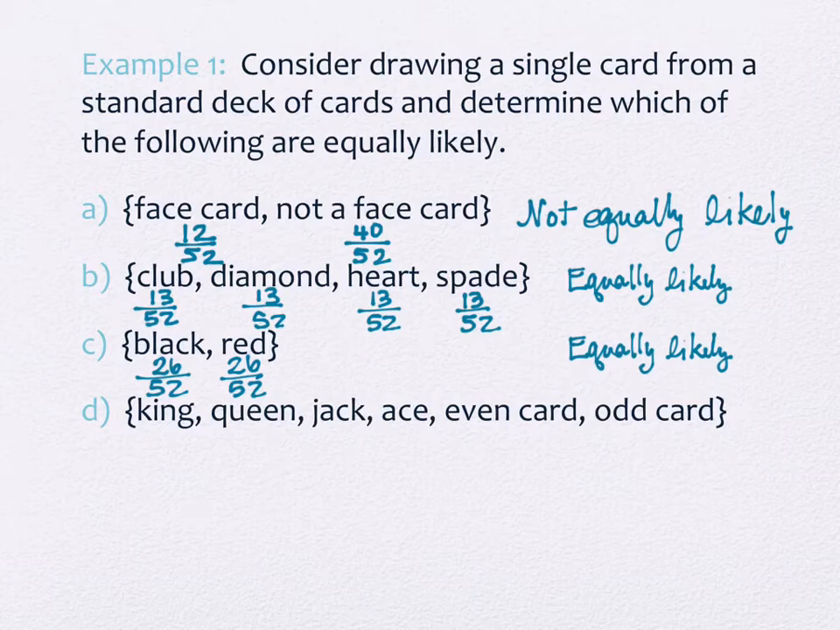All right. We've got lots of things listed here. How many kings are there? 4 out of 52. How many queens? 4 out of 52. Jacks? 4 out of 52. Aces? 4 out of 52. And just so that everybody's aware, remember they're getting 4 because there's 4 suits. There's one of them in every suit.